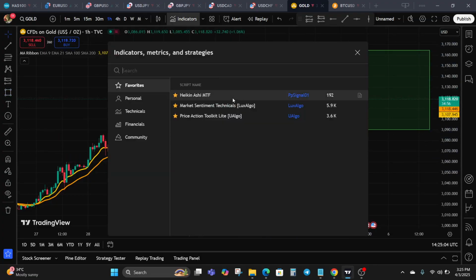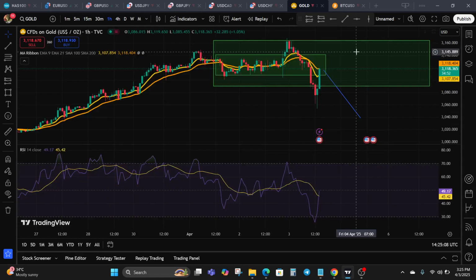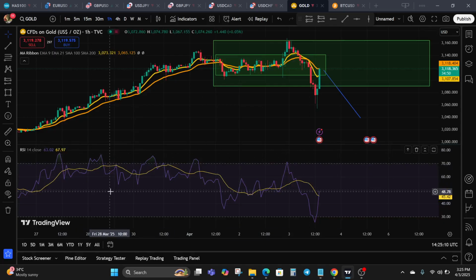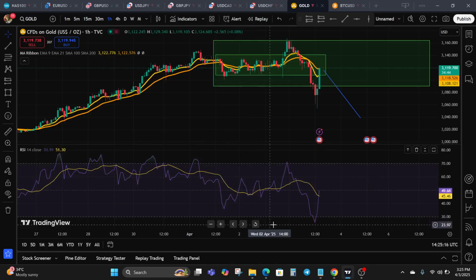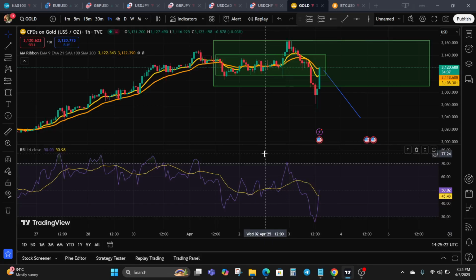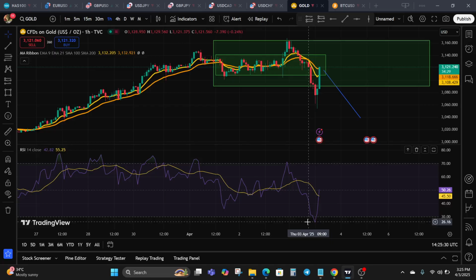Now the next indicator we are going to be looking at is the RSI, the relative strength index. You can use the RSI to determine overbought or oversold conditions. An RSI reading above 70 suggests overbought conditions, while below 30 suggests oversold conditions. So this can help you predict reversals or pullbacks. Okay.